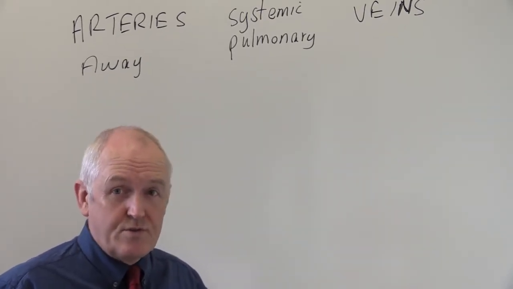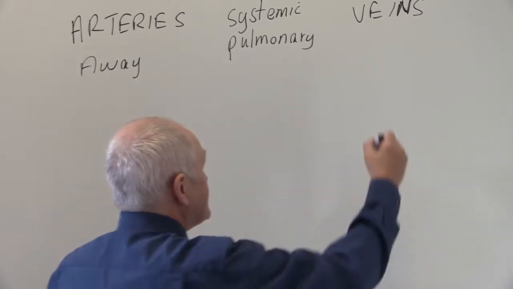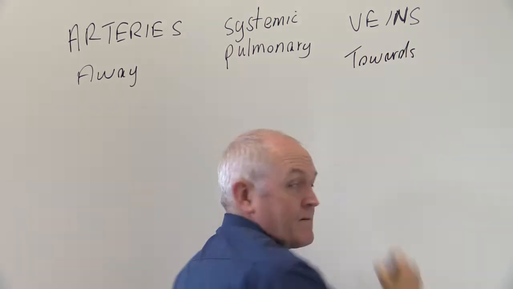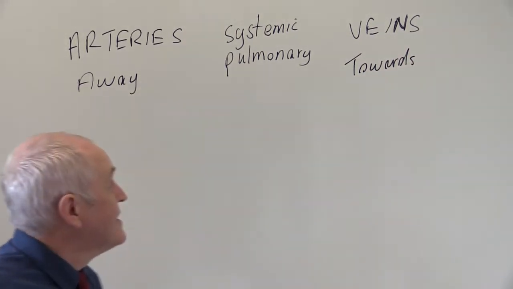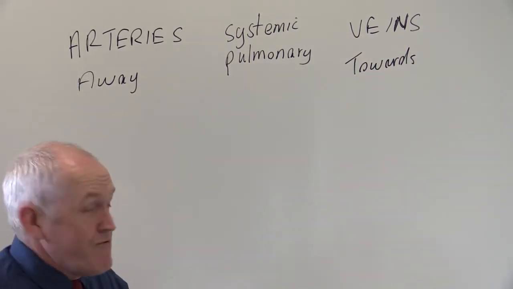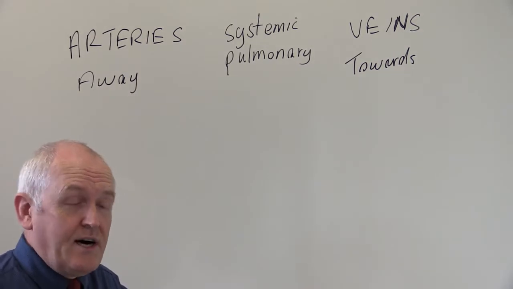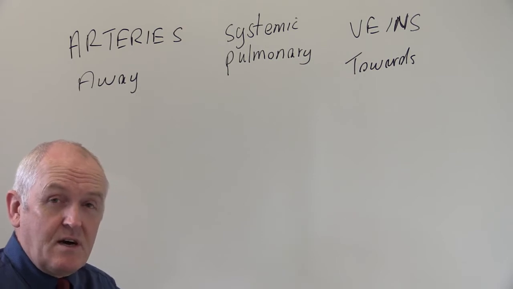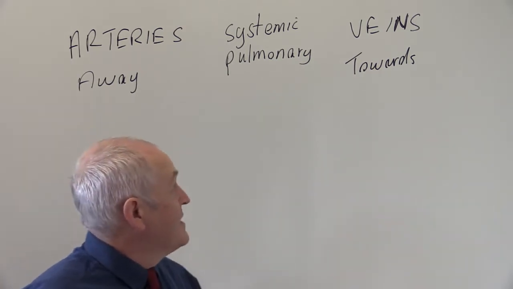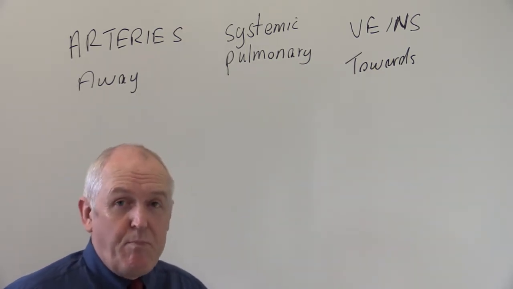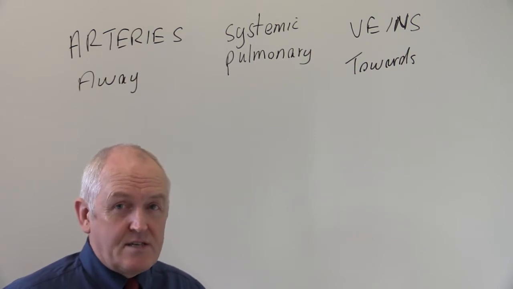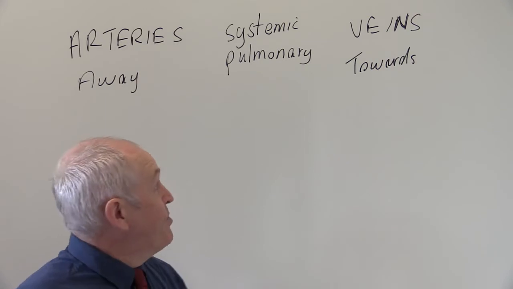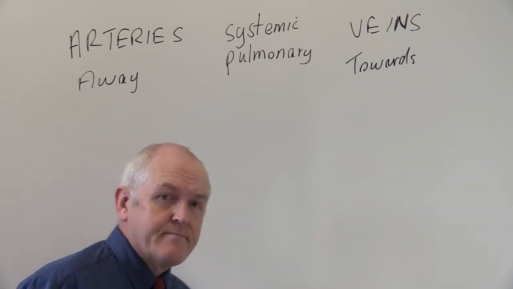That is always true. So a vein is towards. It's as simple as that. A vein is any vessel carrying blood towards the heart. That is the definition of these vessels. Arterial vessels taking blood away, veins bringing blood back towards the heart. And that's true whether we're talking about the systemic or the pulmonary circulation.